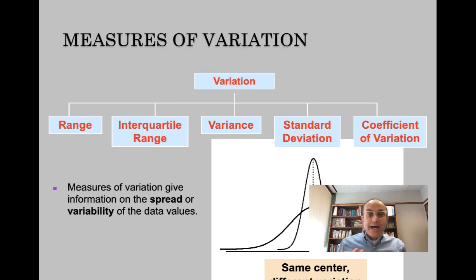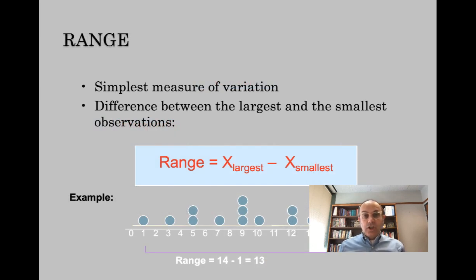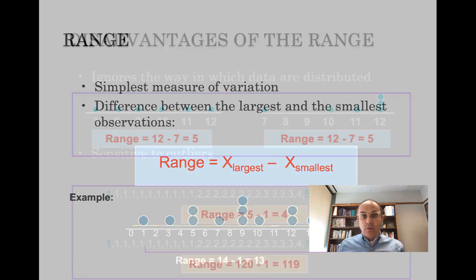The second part is the idea of the spread of the values of the data. In order for us to do that, we are looking at descriptive statistics formulas in the case of range, interquartile range, variance, standard deviation, and coefficient of variation. So range is a very simple formula, which is the simplest measure of variation: the largest minus the smallest, 14 minus 1 equals 13, and this is the range.